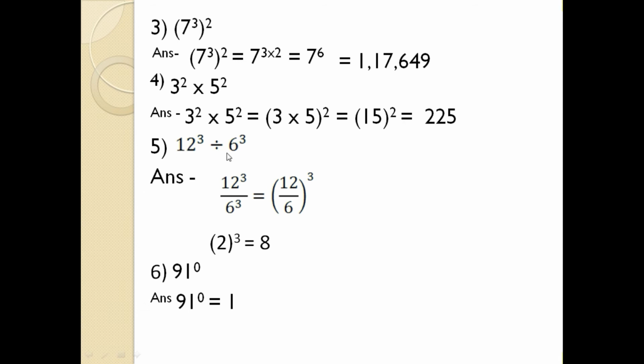12 raised to 3 divided by 6 raised to 3. So here, 12 upon 6, bracket raised to 3. So 6 1s are 6, 6 2s are 12. So 2 raised to 3. So 2 raised to 3, the answer will be 8.